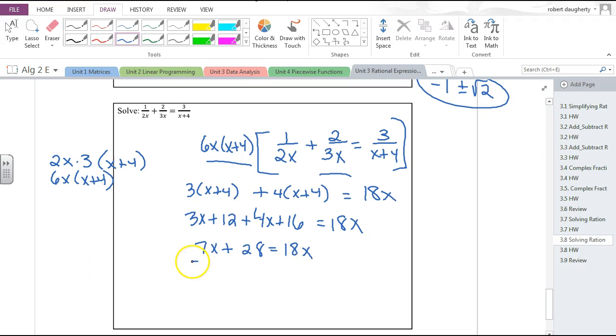If I subtract 7x from both sides, I get 28 equal what, 11x? So x is equal to what? Yeah, 28 over 11. And I guarantee this was not one of your exclusions. What were your exclusions? 0 and -4, okay?